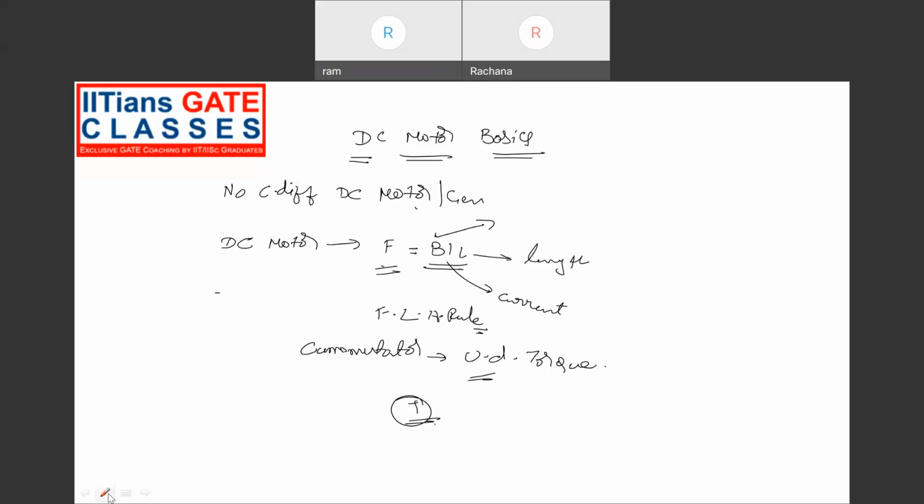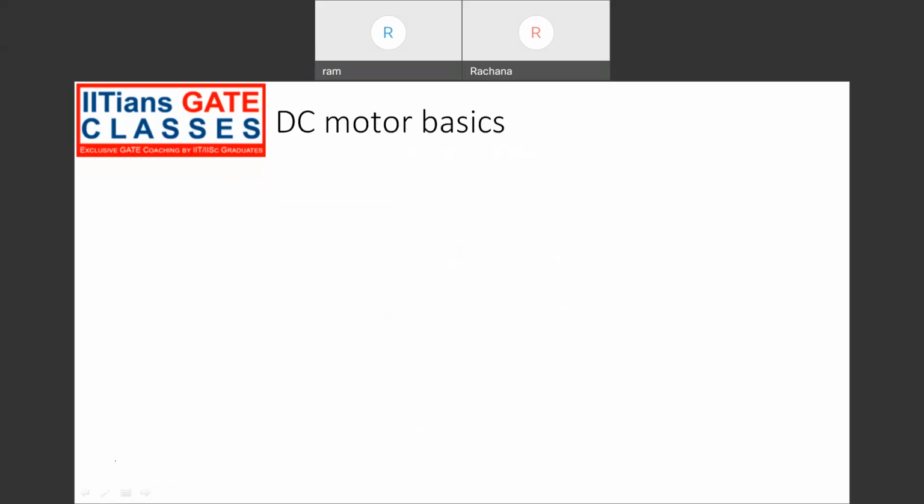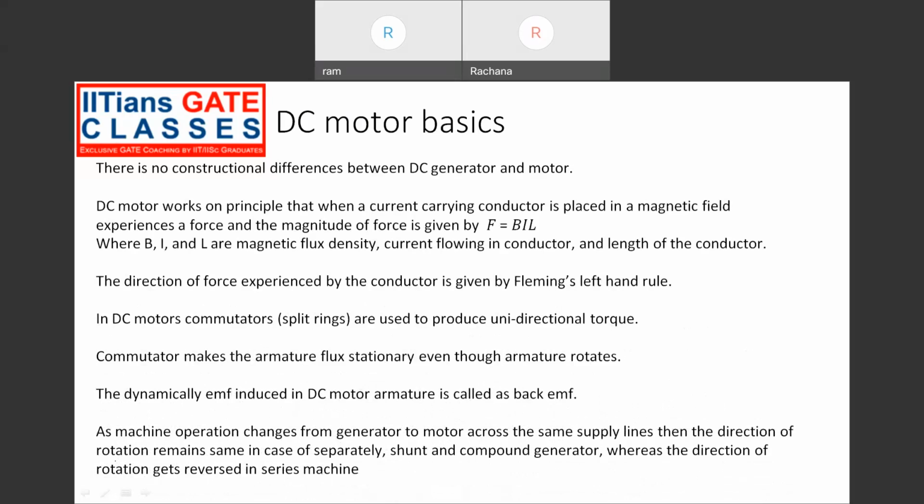Yeah, I hope everything is clear in this. Go to the next. These are the same points which I have discussed. So there is no constructional difference. The magnitude of force experienced by a conductor placed in a magnetic field is given by BIL, and the direction is given by Fleming's left-hand rule. The function of the commutator in motor is to create a unidirectional torque, whereas in generator it is to convert the AC into DC.